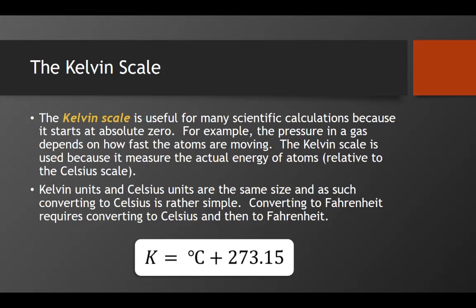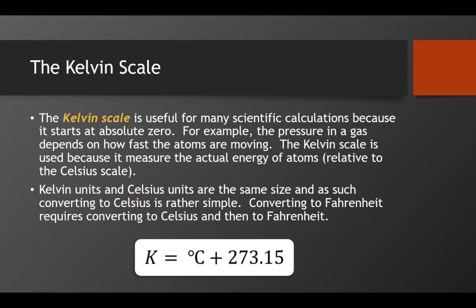And so these are the units that are preferred in terms of physics and chemistry with respect to temperature. Now, that being said, if we go back to our pressure temperature laws, our gas laws, pressure, temperature, volume, these should be done in Kelvin. Okay. So the pressure of a gas depends on how fast the atoms are moving. The Kelvin scale is used because it measures the actual energy in the atoms.